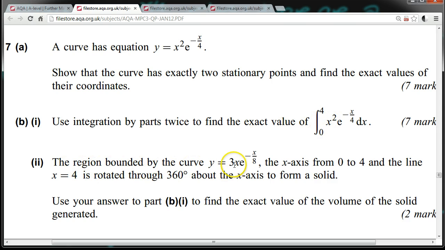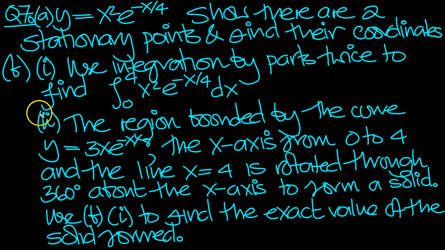The region bounded by the curve y equals this, the x-axis from 0 to 4 and the line x equals 4 is rotated through 360 degrees about the x-axis to form a solid. Use your answer in B part 1 to find the exact value of the volume of the solid generated. So that's the question then. So let's have a little look at it here.